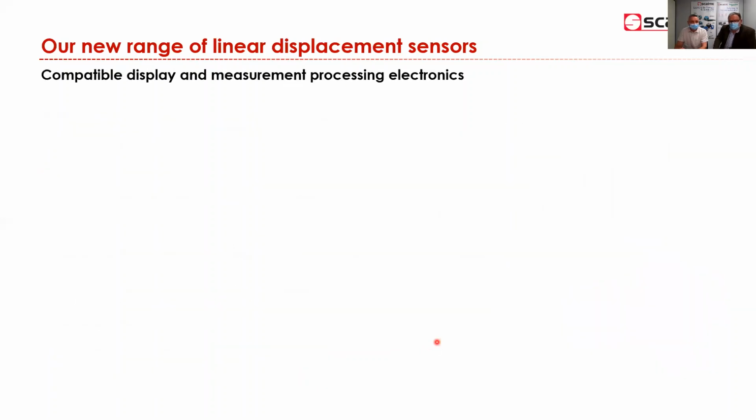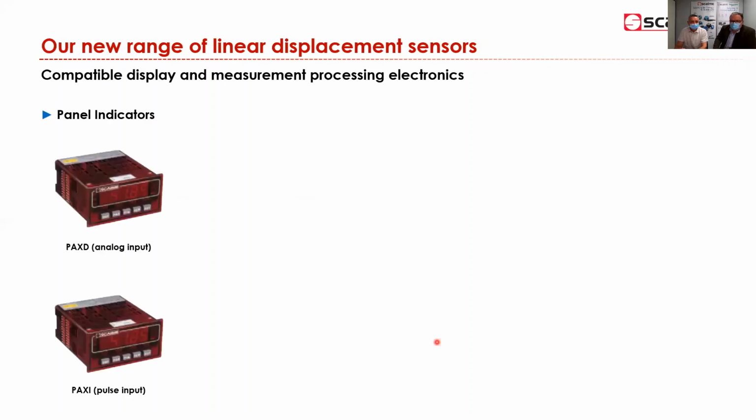Okay, so we can also provide electronics to display the measurement. So what can we say about that, Olivier? Very simple panel indicators. We have 2 models, the PAX D for analog input and the PAX I for pulses input. So it depends on the sensor. We can provide sensors with analog output or pulses output, so the choice depends on the sensor output.